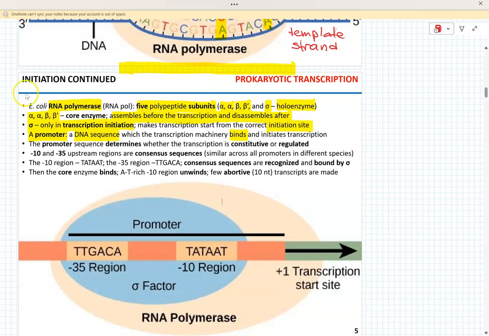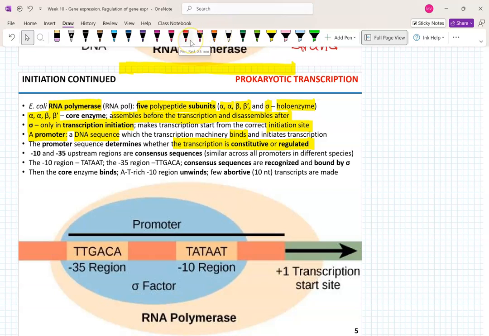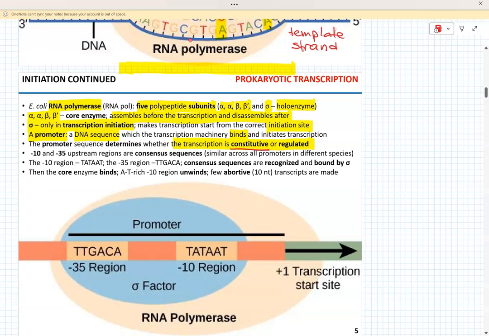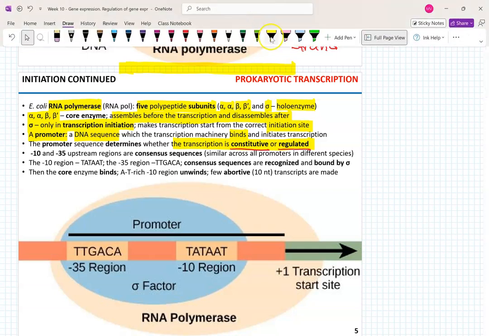It's important to understand that promoters are critically important to determine whether transcription is constitutive or regulated, and we need to explain these terms. The term constitutive means that transcription happens all the time at pretty much the same level. The term regulated implies that there are certain factors, maybe environmental, maybe intracellular, that will turn the transcription on or off or somehow modulate its efficiency.